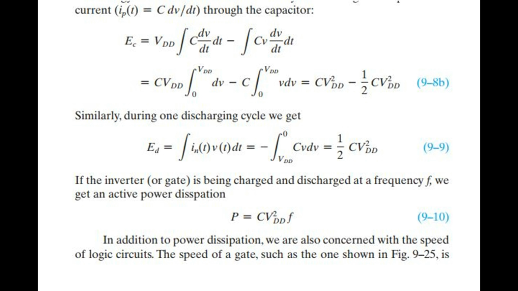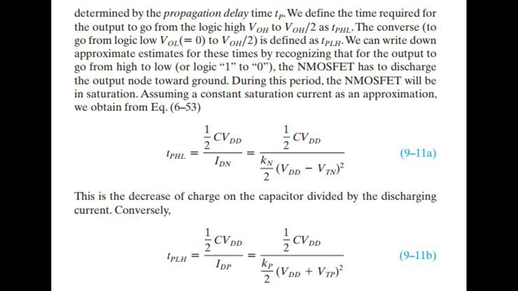In addition to power dissipation, we are also concerned with the speed of logic circuits. The speed of a gate, such as the one shown in Fig 9.25, is determined by the propagation delay time Tp. We define the time required for the output to go from the logic high VOH to VOH/2 as TPHL. The converse, to go from logic low VOL, equal to 0, to VOH/2, is defined as TPLH.